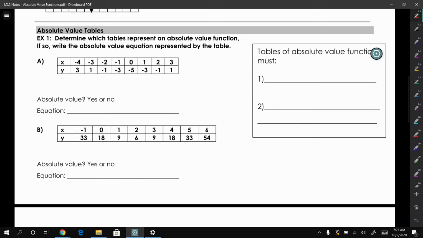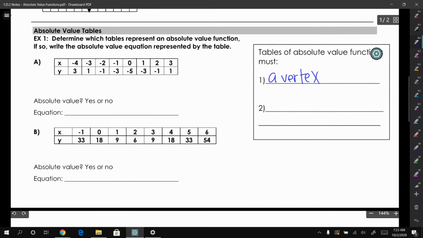When we have an absolute value function, the table must have two things. It must have a vertex, and we talked about what a vertex is when we look at a graph. Now we'll talk about what it looks like in a table. The second thing we must have is that the y values change by the same amount, up or down.